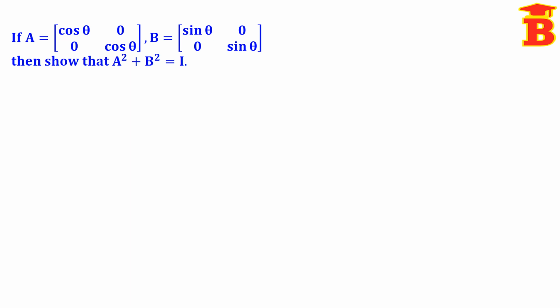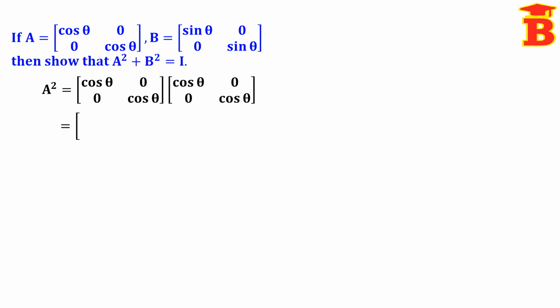Now for the left hand side, first let us find A square. That means A matrix into A matrix. So the A matrix is given as [cos theta 0; 0 cos theta] into again [cos theta 0; 0 cos theta]. We follow the product of matrix method, row by column method. So take the first row, multiply the first column: cos theta into cos theta is cos square theta, plus 0 into 0 is 0.